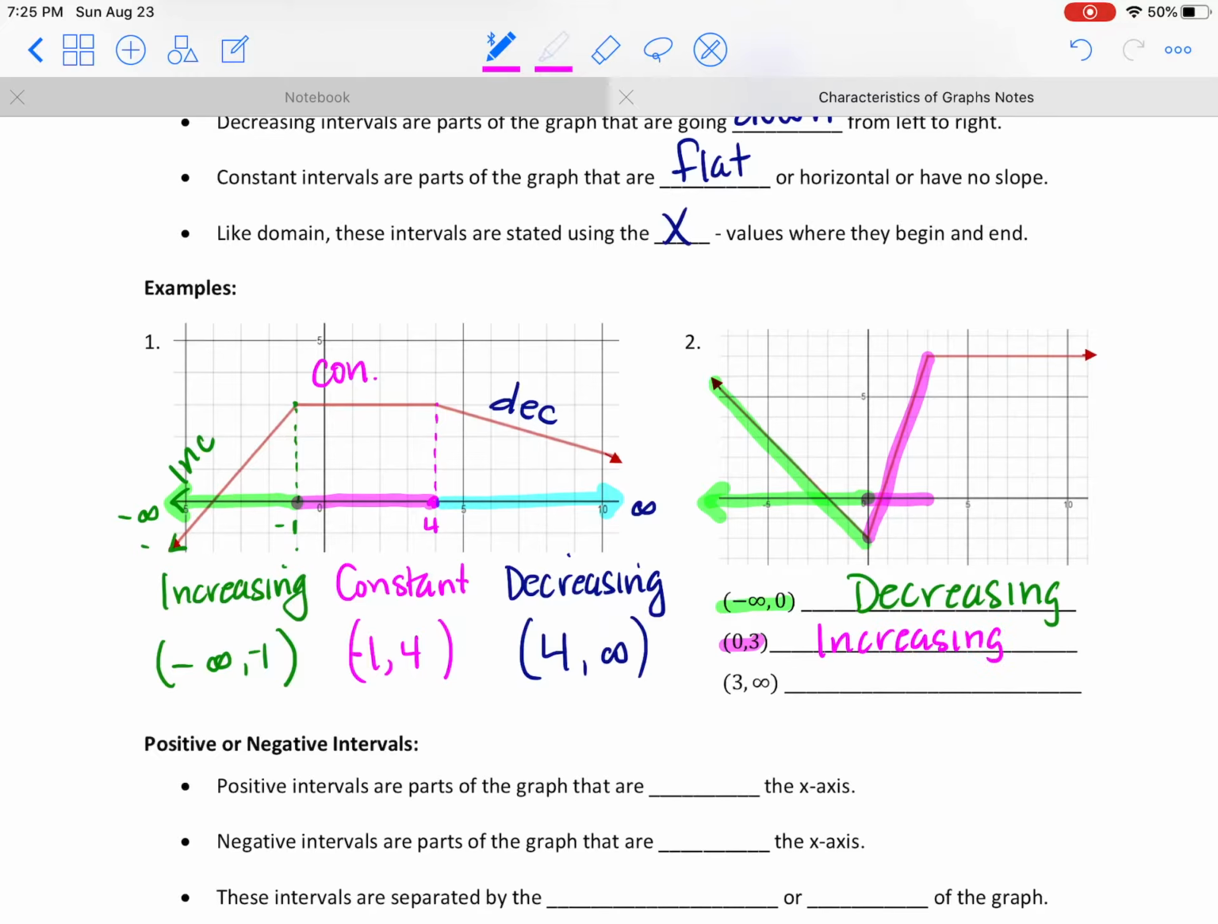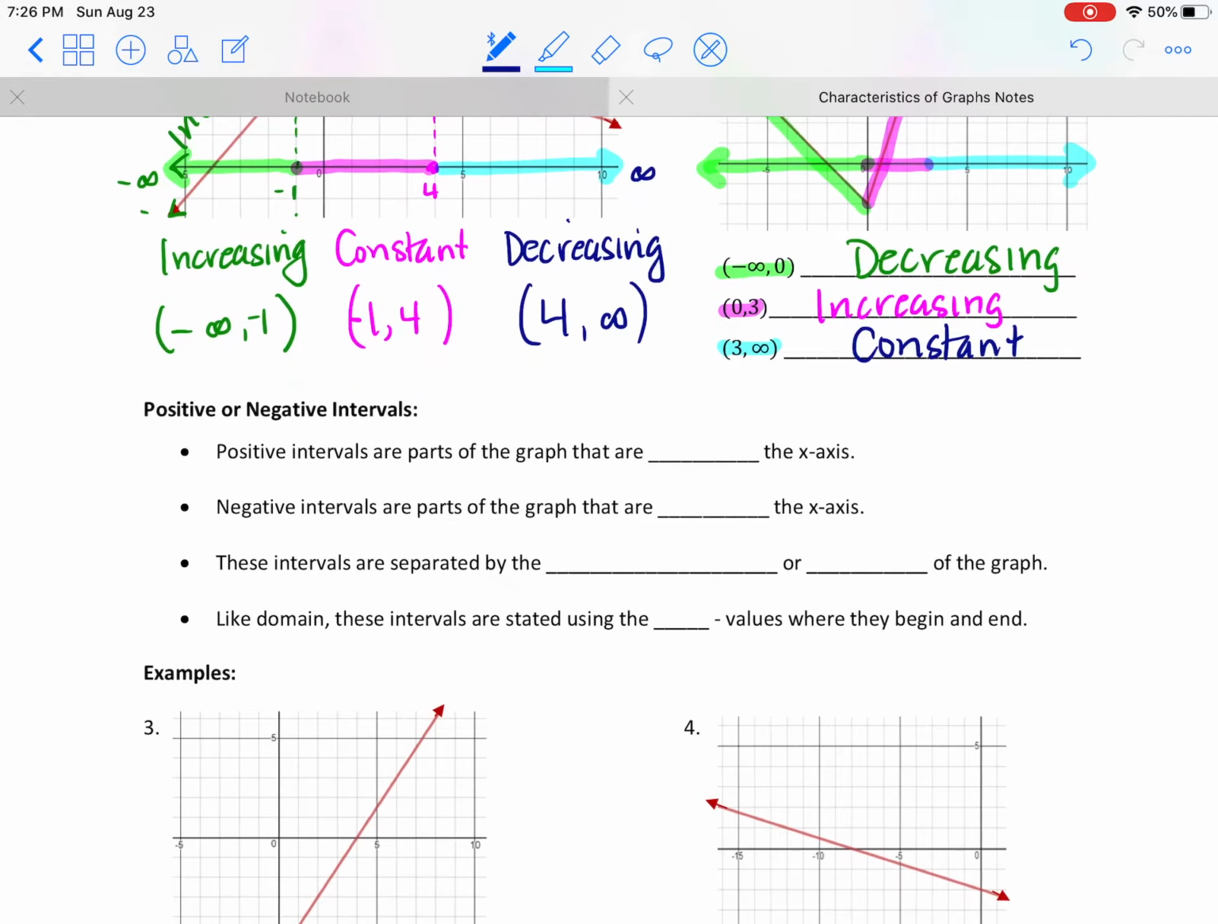Okay, and then the last interval to look at is from 3 to infinity. So from 3 to infinity corresponds with this section of the graph, and we can see that that is constant. And constant. Okay, not so terrible, hopefully.